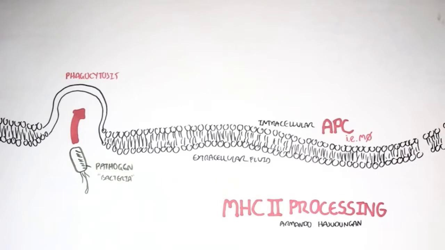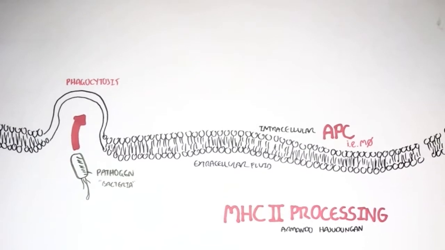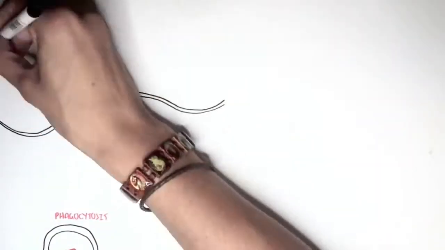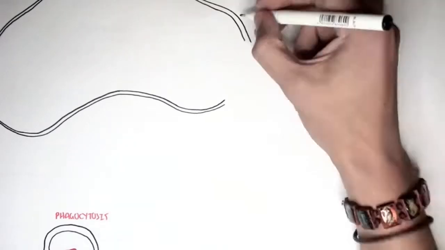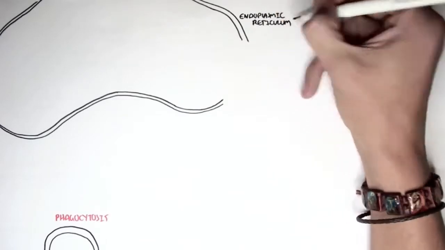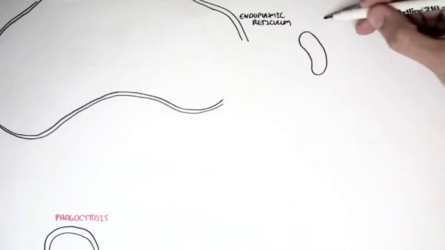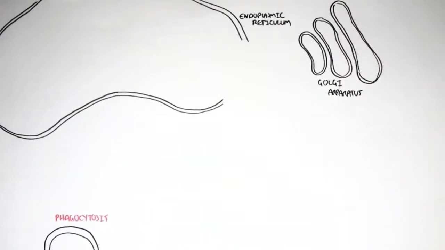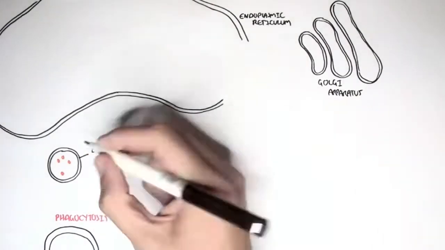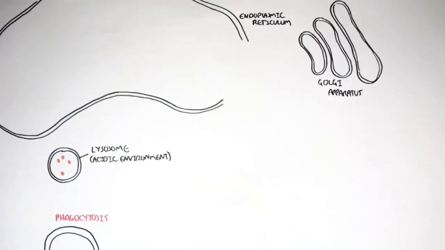Let's stop there for a moment and see what we can find in this cell. Within the cell, this is not a mitochondria, it's actually a rough endoplasmic reticulum, where we can find ribosomes and where protein packing occurs. Here we have the endoplasmic reticulum, here we have the Golgi apparatus, and most importantly for MHC class 2 processing, we have lysosomes. The lysosomes contain acids, and so within it is an acidic environment.